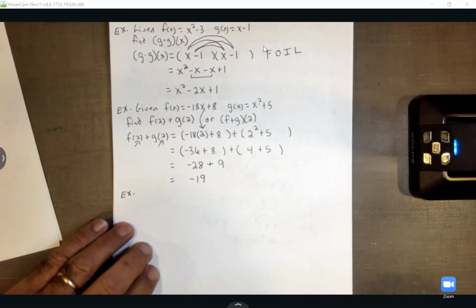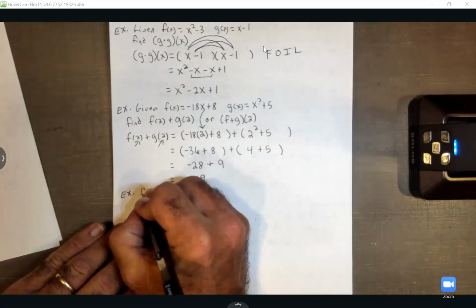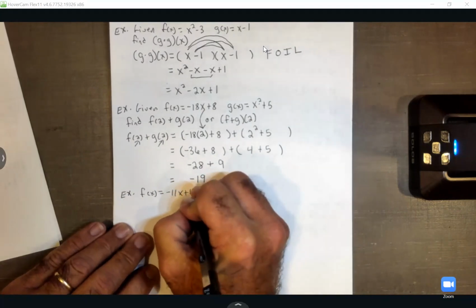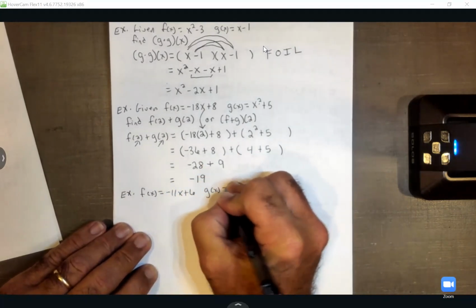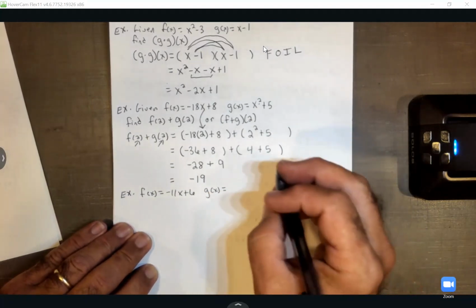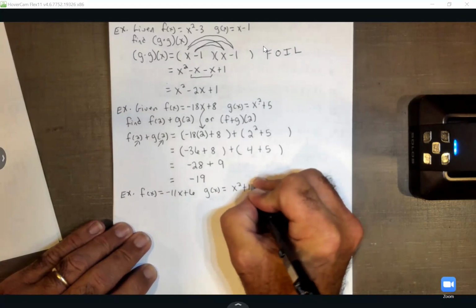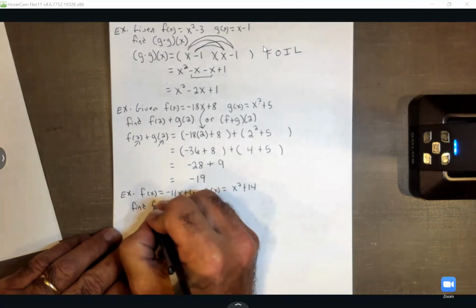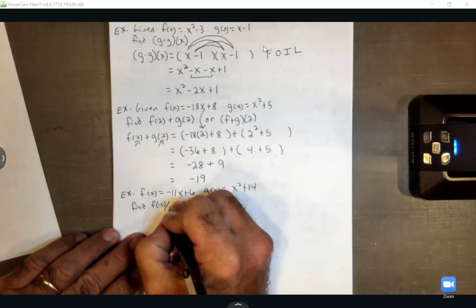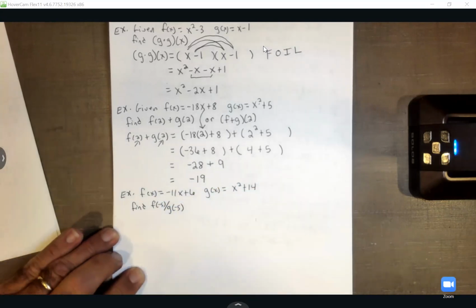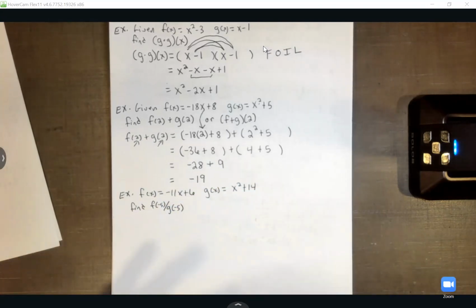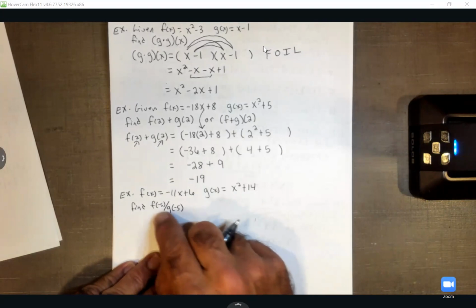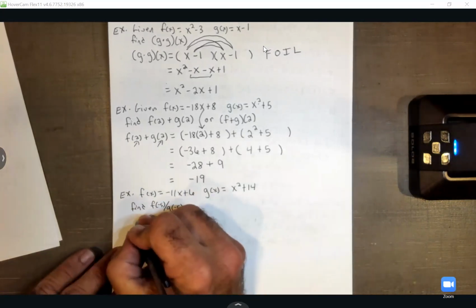Let's see, this one. So they're giving us f of x on this one equals negative 11x plus 6. G of x is x squared plus 14. They want us to find f of negative 5 divided by g of negative 5. So this one is division, so they will give you division with replacement values, okay? So y'all, here we go.